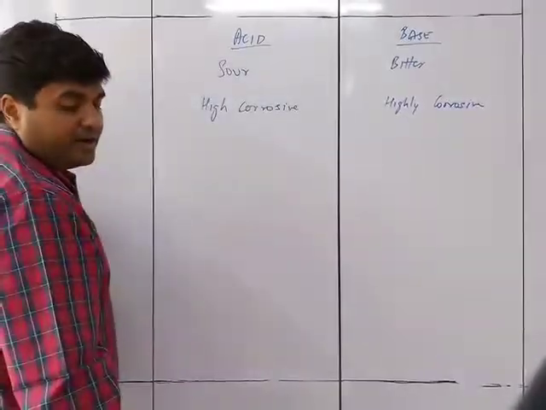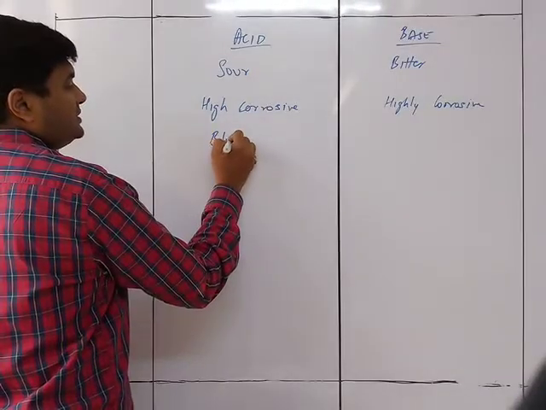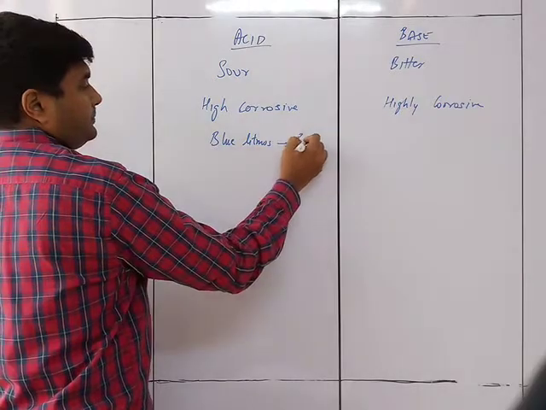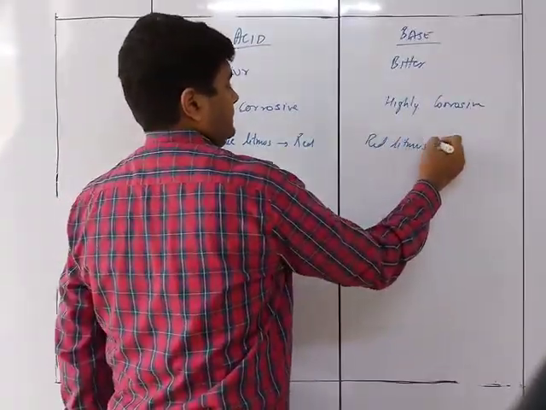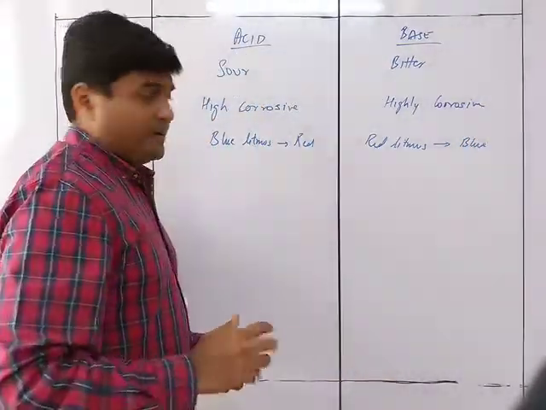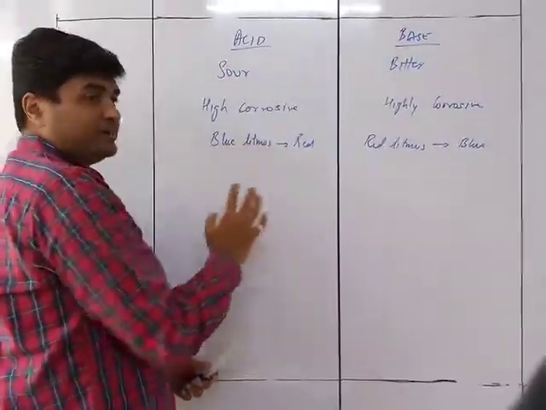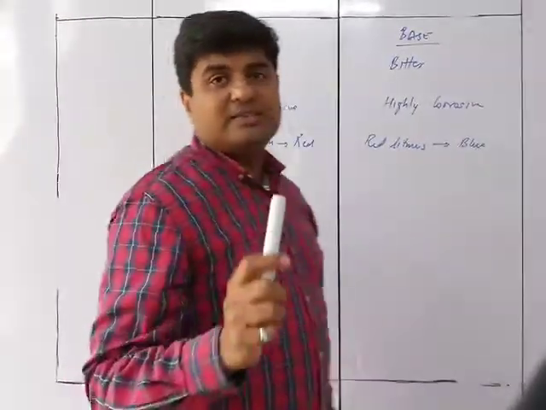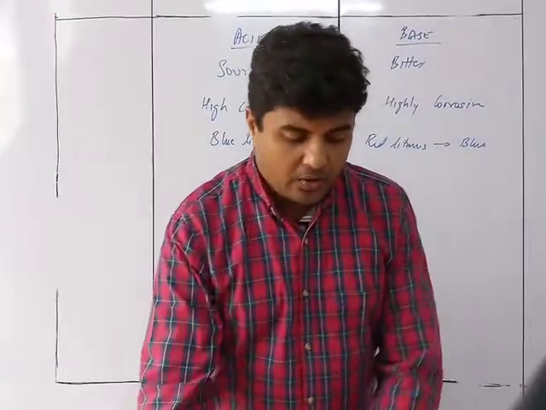In case of an indicator, if I am taking a litmus paper, then blue litmus turns red. Here, red litmus turns blue. I remember it this way: red means danger, acid dangerous. Hence, when blue turns red, it shows me it is dangerous, hence it is acidic. So blue turns red, acidic. Red turns blue, basic.